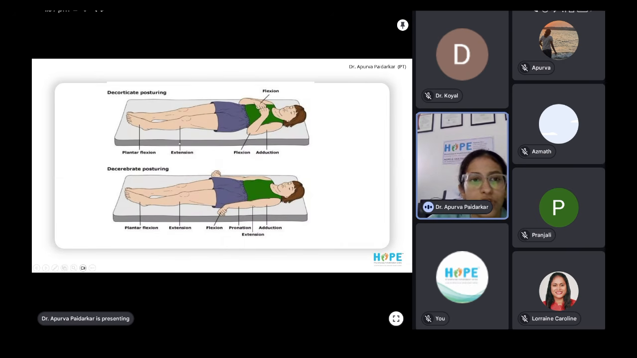Here is the picture for decorticate where you can see the upper limbs are flexed and curved inward, that is flexion of the elbow and adduction of the shoulder, but the lower limb is in extension and plantar flexion. In decerebrate, the difference is the upper limb is in extension, the shoulder is in adduction, the elbow is in extension, and the wrist is in flexion.